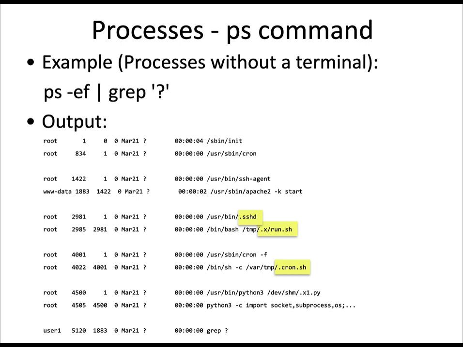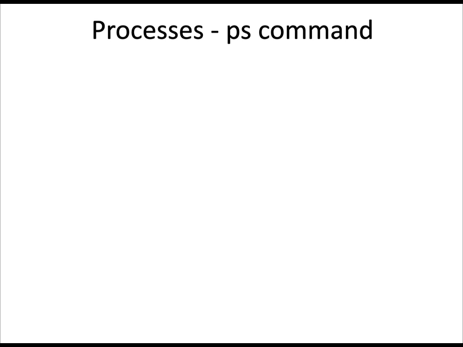Down here, we have something running .cron.sh. Well, the .cron is suspicious. The .sh on the end is suspicious because if you look up at the second line, cron just runs as cron, not as a shell script. Here we have something running out of the dev directory. It is hidden, and it is a Python script. Those are things that could be considered suspicious.